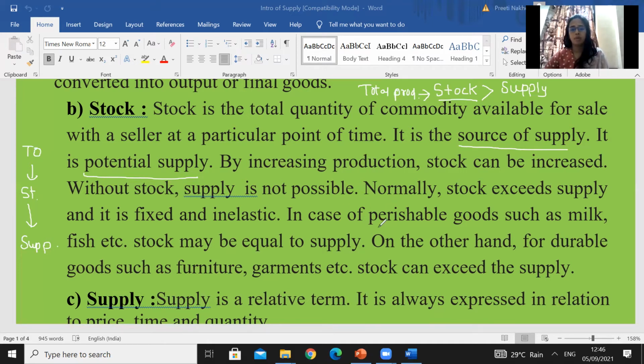In case of perishable goods, remember this from an objective point of view, perishable means which has short life, like fruits, vegetables, milk. Stock may be equal to supply. Why in this case is stock equal to supply? Because they have short life. On the other hand, for durable goods, durable means a fridge, TV, furniture, stock can exceed supply. Remember, in case of perishable goods, stock is equal to supply because they have short life. But in case of durable goods, stock can be more than supply because they are durable, they have more life.